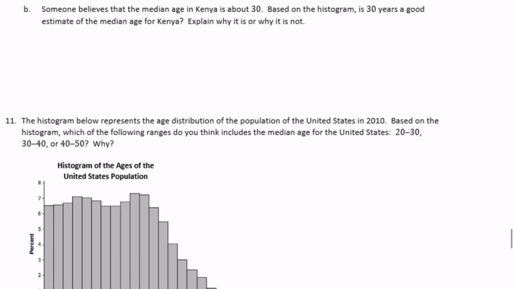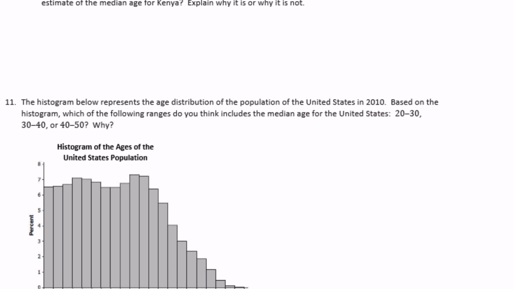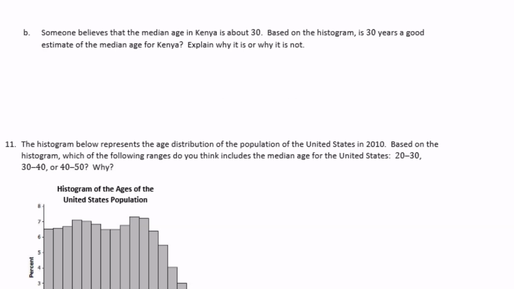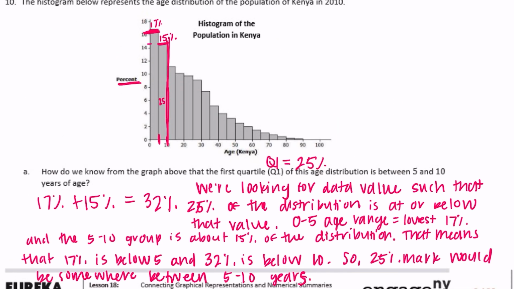Okay, B. Someone believes that the median age in Kenya is about 30. Based on the histogram, is 30 years a good estimate of the median age for Kenya? Explain why or why not. Okay, so they're saying that someone says that the median age is 30, so right here. Just by looking at it, I can see that 30 might be about the halfway point, but these values are very small, so adding them all up, you're not going to get a very high number. These values are very large. Like we said, before we even got here, we were already at 32%, and we're just looking for where the 50% mark is. So I'm going to say not a good estimate.